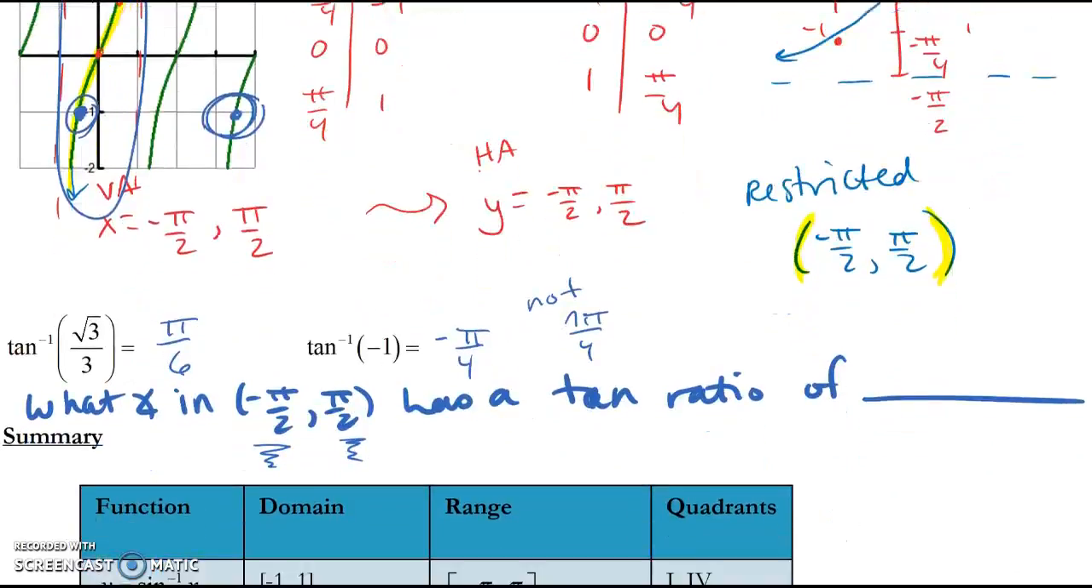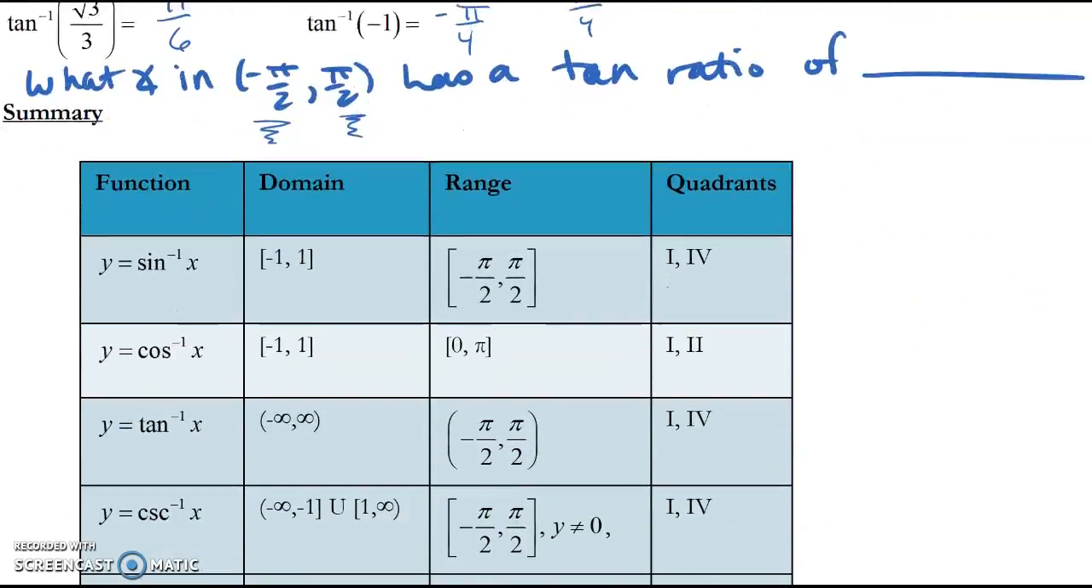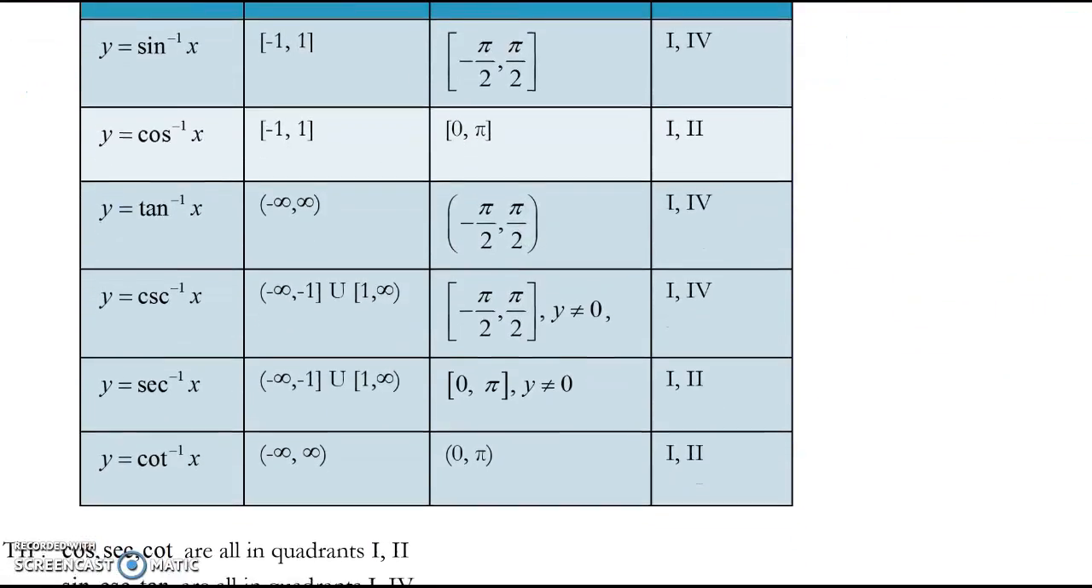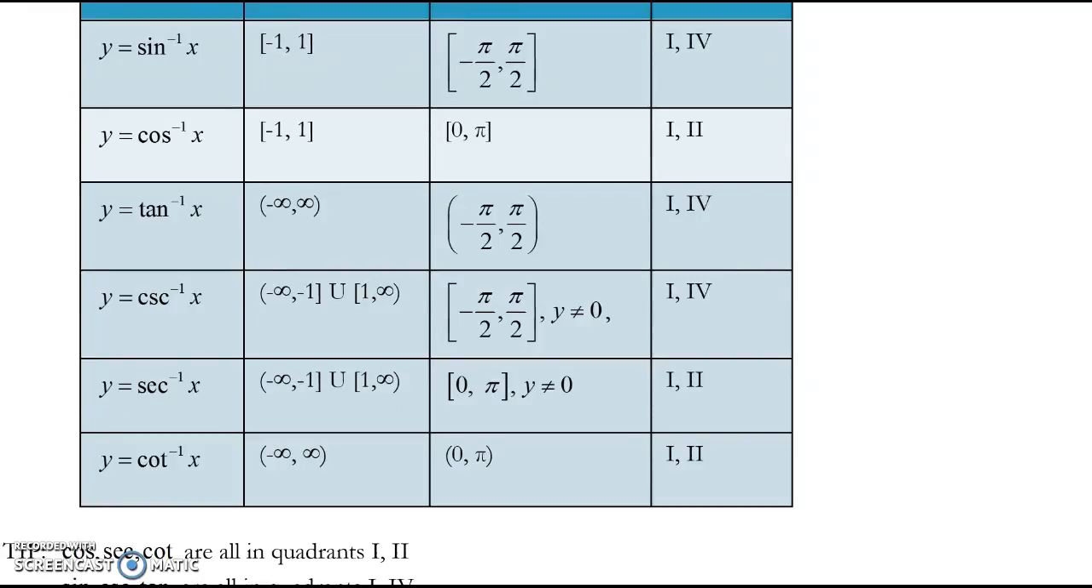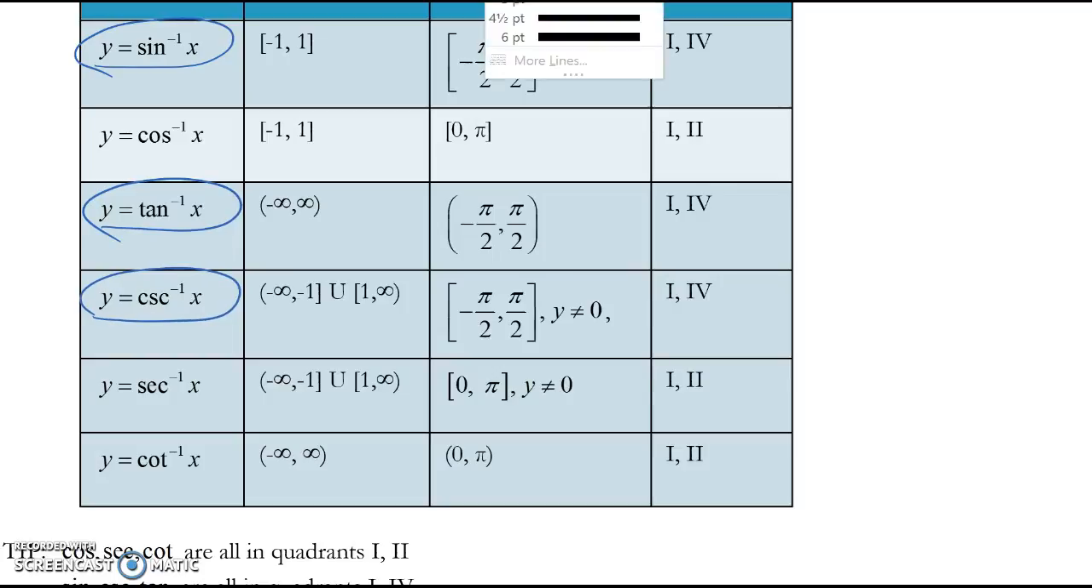Okay, so if we put all of that together, we can look at this chart that we see right here. Now, this chart is something that you are going to need to memorize, and I know it looks a little daunting at first. So let's just try and talk about some things that they have in common. First of all, if we look at our sine graph, our tangent graph, and our cosecant graph, all of these functions have our interval from negative pi halves to pi halves.